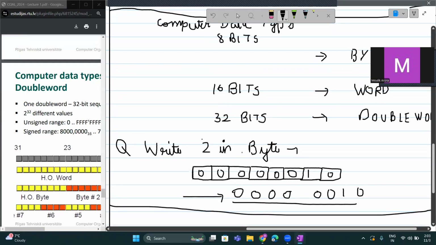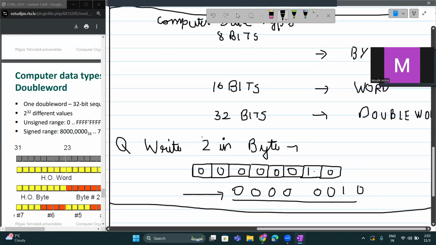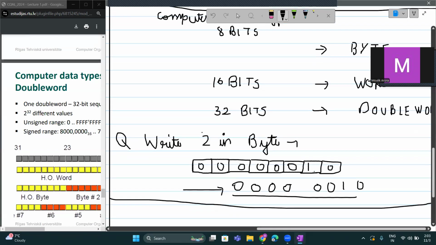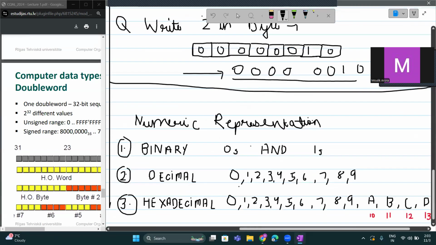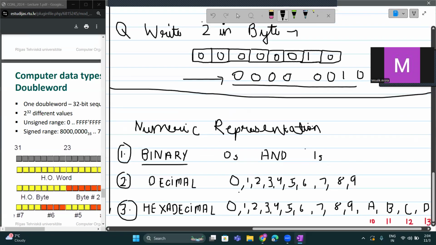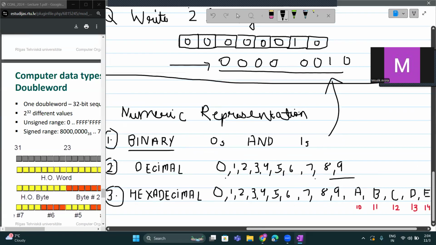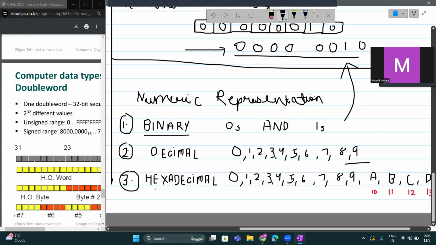If we want to write 2 in word, we would have to write 0 like 16 times. That's a lot. That's why we have different types of numeric representations. So binaries, first of all, that's what we learned here. And decimal is the one we know, the normal numbering. And the one that is most used in computer language is hexadecimal.